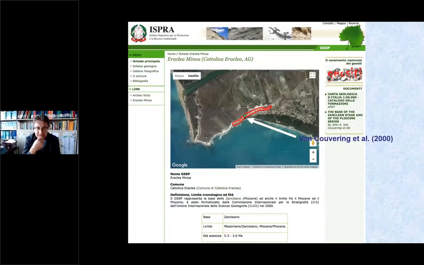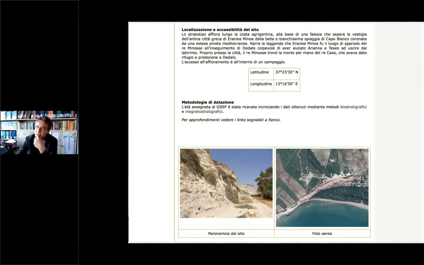So now, at the moment, the boundary stratotype, the GSSP, in Heraclea Minoa is placed just close to the camping, close to the Heraclea Minoa beach. In this part of the section, you can see it with this green mark. This is the official GSSP. Unfortunately, today this part of the section has been completely covered by a slide, so it's impossible to touch the boundary.